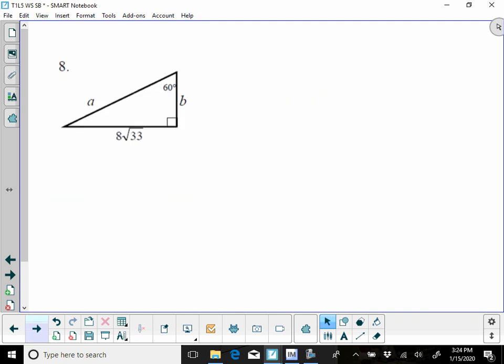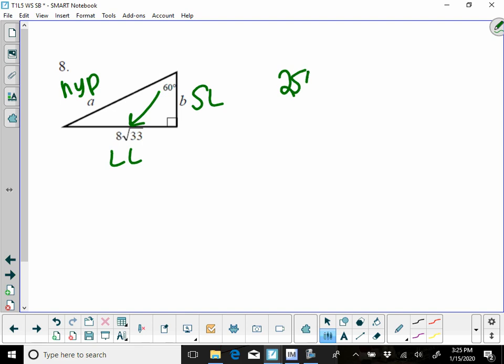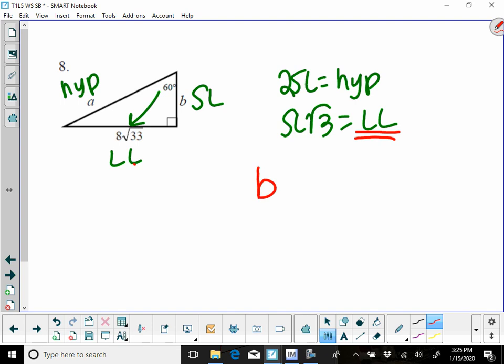Number 8. All right, so this time you were given the long leg again. So again, you're looking for the short leg and the hypotenuse. So twice the short leg is the hypotenuse, and the short leg times square root of 3 is the long leg length. Okay, because we have the long leg, which is the only thing we have, we have to use the second formula.